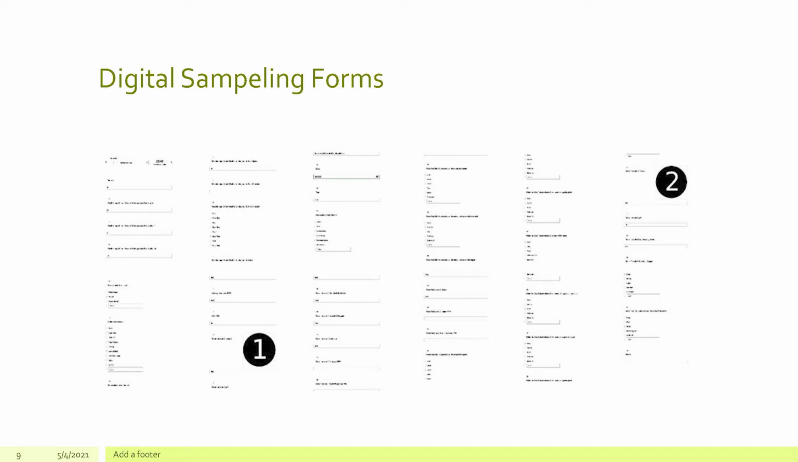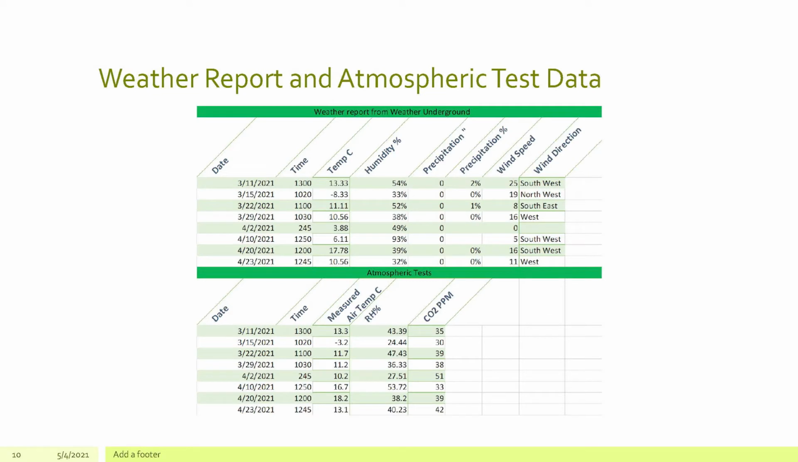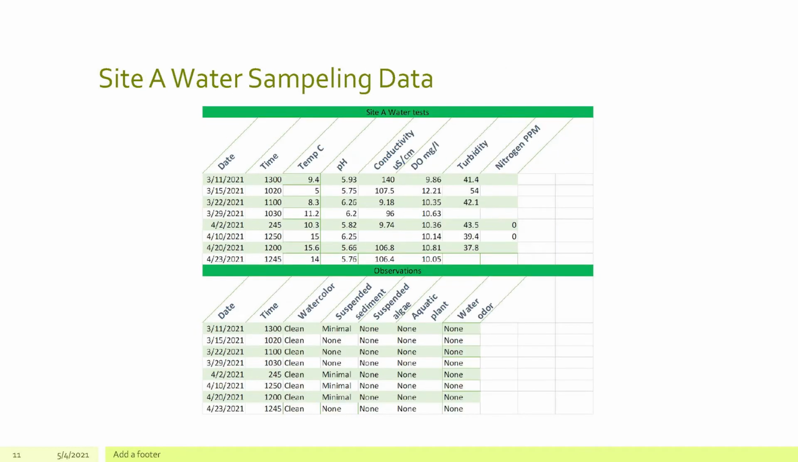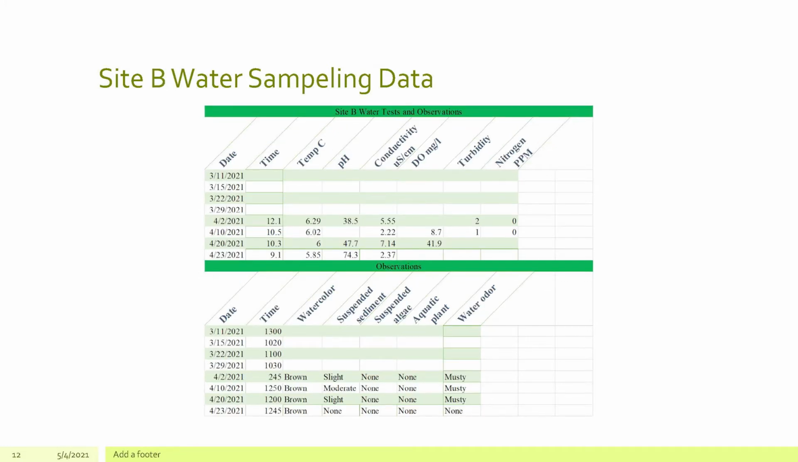As I progressed through the semester, I moved over to digital sampling forms. This made it a lot easier and standardized the data that I had. Here is the weather report and atmospheric raw data. Same thing for Site A and Site B.